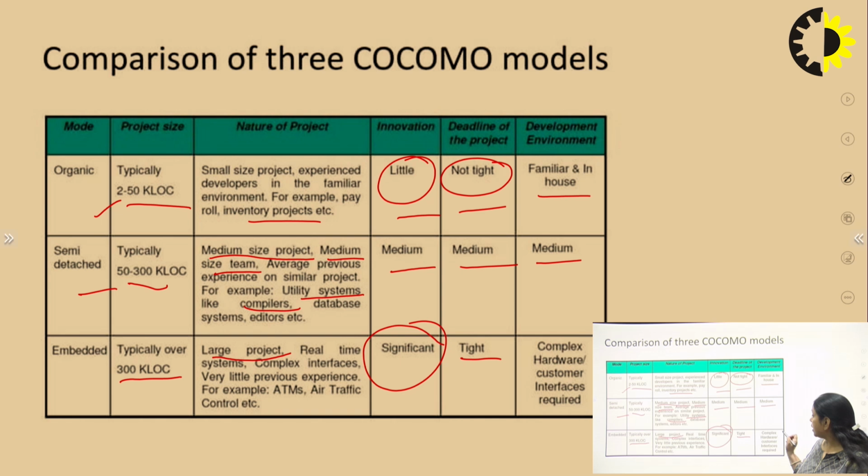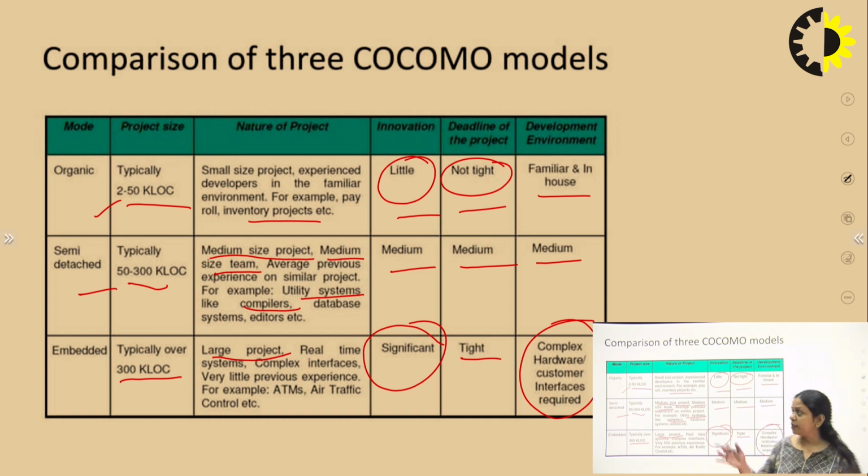Next is the development environment. Development environment is complex, hardware, customer interface required. So the environment is also complex here, because we are not aware of which type of environment can be used for this type of project. So these are all the many challenges in this type of project. So we can see that in embedded mode projects, we have large projects, we have complex projects, we don't have previous experience in this type of project, and the deadline of the project is also tight, and there should be some innovative idea in the embedded projects.